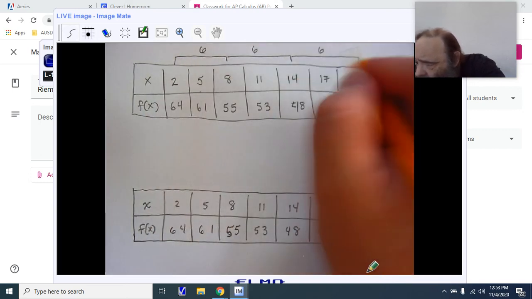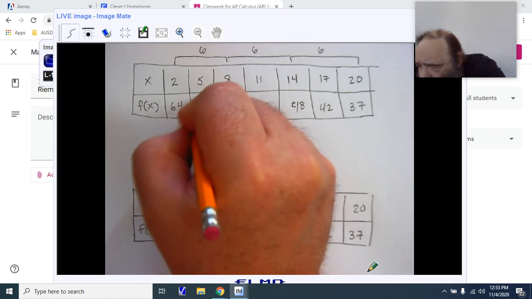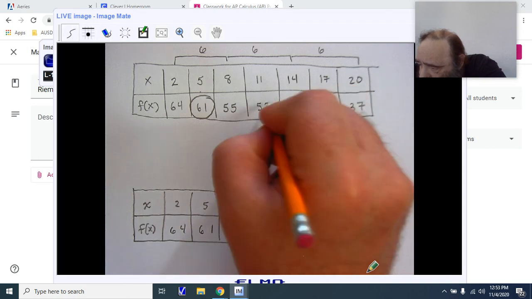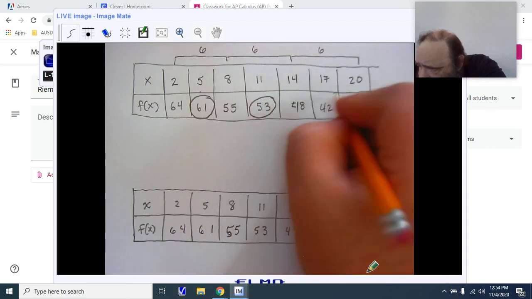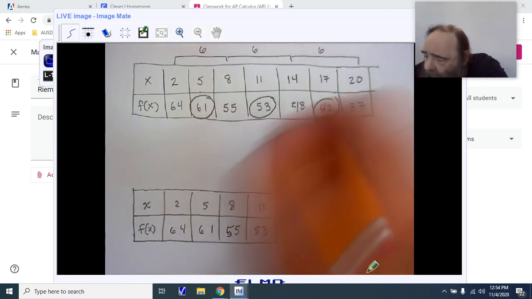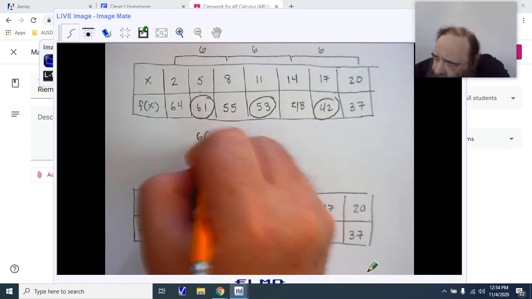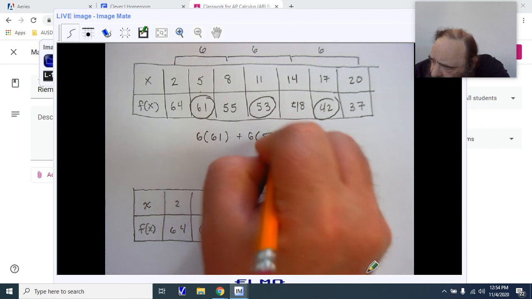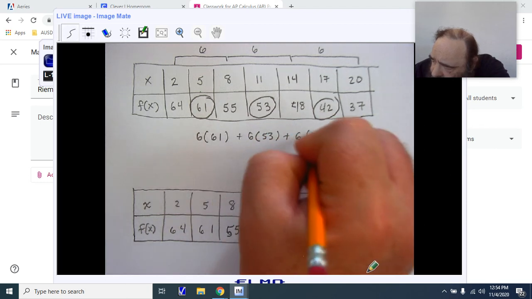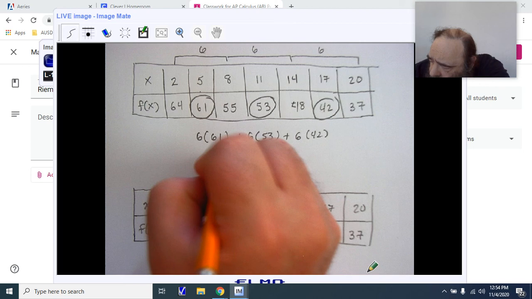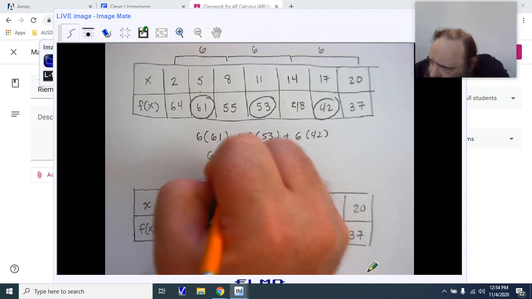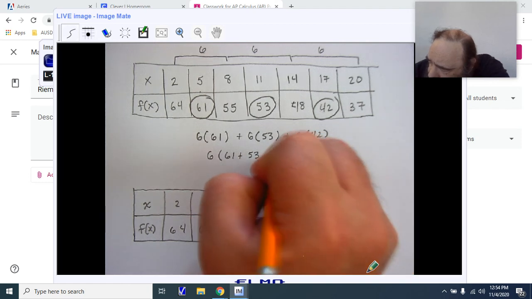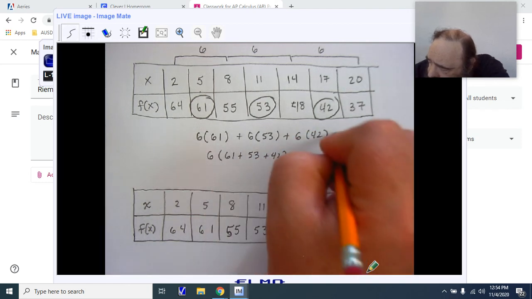Once we find our gap, so we have a gap of 6 here, and 6, and 6, we choose the height of the midpoint in each case. And this gives us a product of 6 times 61 plus 6 times 53 plus 6 times 42. Because they're all equal, I could have 6 times the sum 61 plus 53 plus 42. And I'll leave that for you to find.